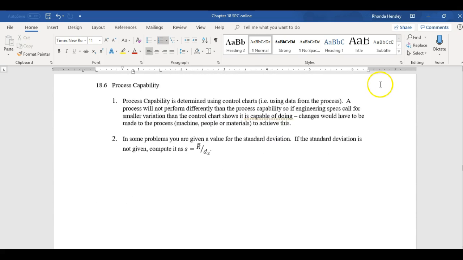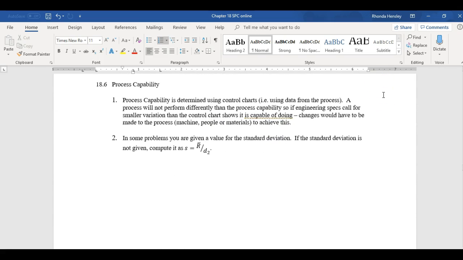Process capability is usually used because you're in a situation where management has set a set of specifications for producing the product. It may come from engineering probably, and they have specifications.